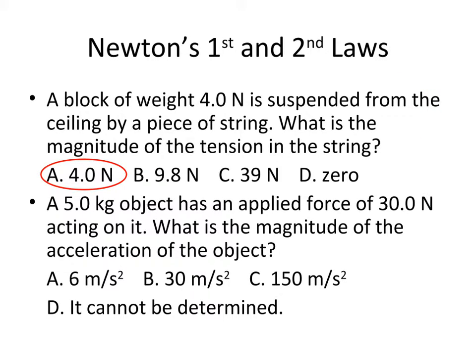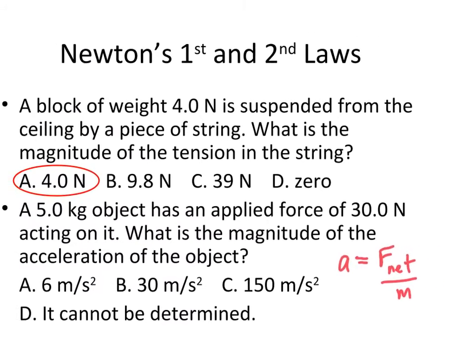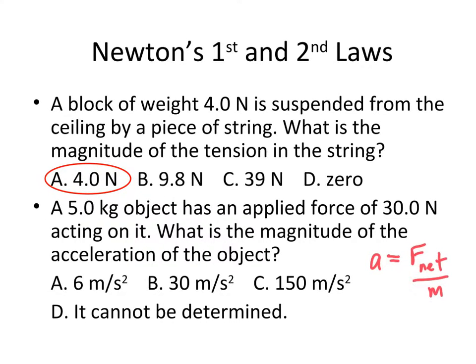So, a 5 kilogram object has an applied force of 30 newtons acting on it. What is the magnitude of the acceleration of the object? Well, here we can use the formula for Newton's second law. Acceleration is equal to net force divided by mass. And we know the mass of the object. The difficulty here is that we don't know the net force acting on the object. We only know the applied force acting on the object.